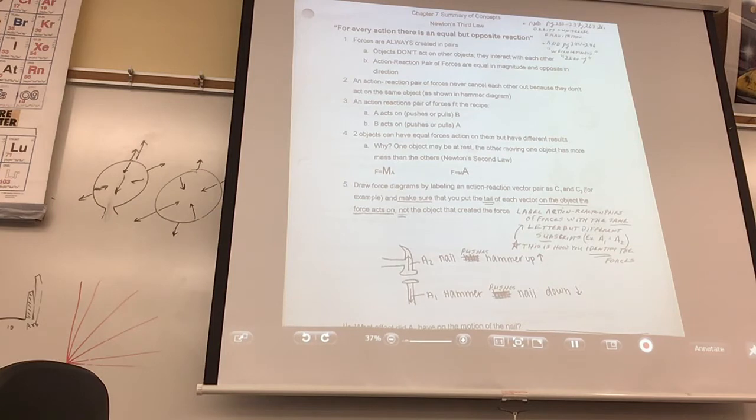Well, let me ask this question. Which one of those objects is being accelerated the greater amount? Or are they accelerating the same?